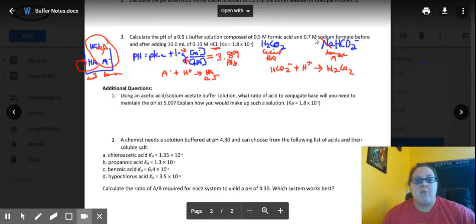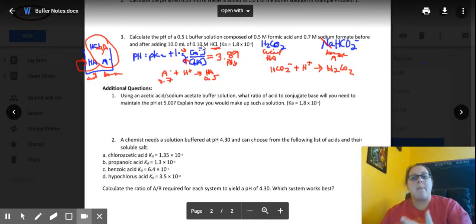We have 0.7 for the base component, so that goes here. And we need to figure out what our initial concentration of H plus was before we had them react. Now, here is where we have a different scenario from 1 and 2. Remember 1 and 2, we were given moles of the HCl. Here, we're given a volume and a molarity.